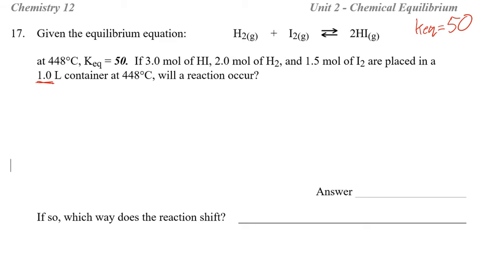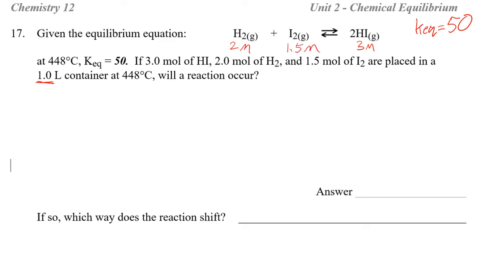So if 3 moles of HI, that means 3 moles in a 1 liter container, that's 3 molarity. 2 moles of H2, 1 liter container, that's just going to be 2 molarity. Okay, and 1.5 moles of I2, 1 liter container, that's just going to be 1.5 molarity.